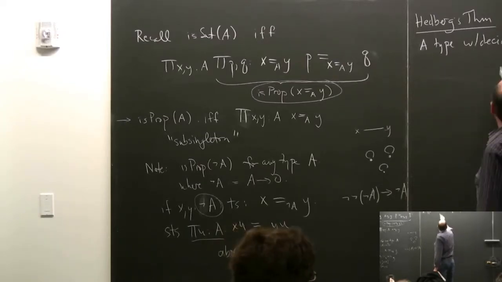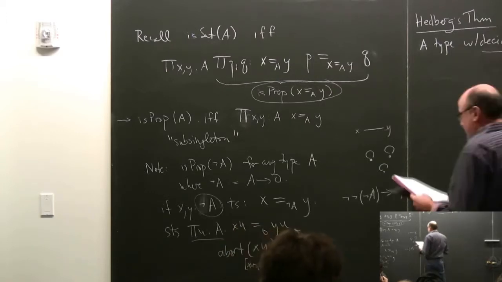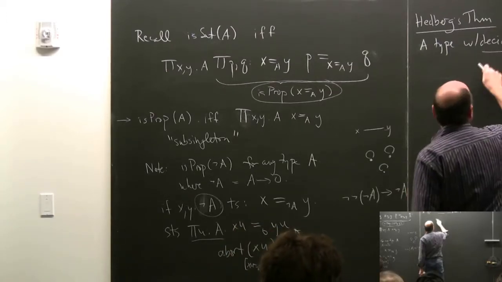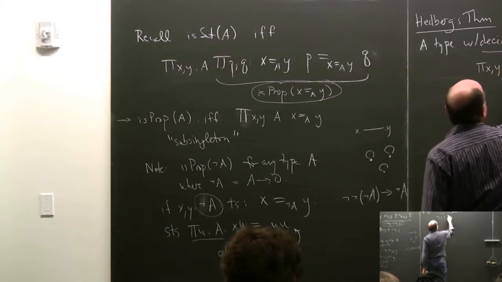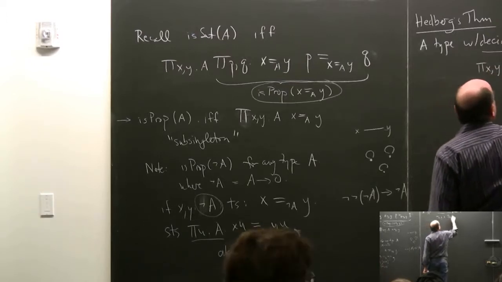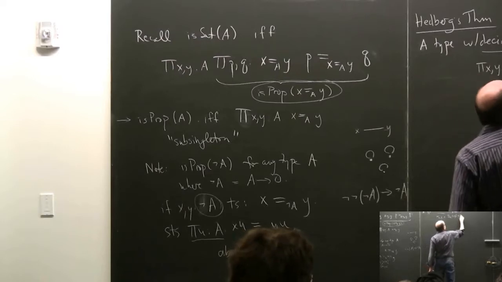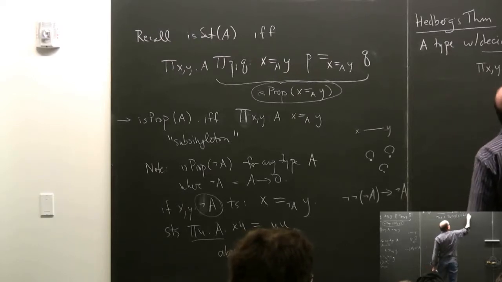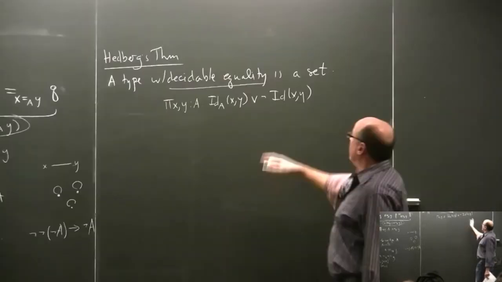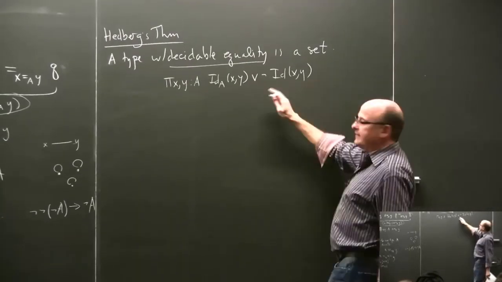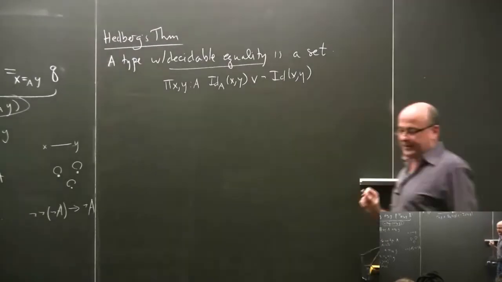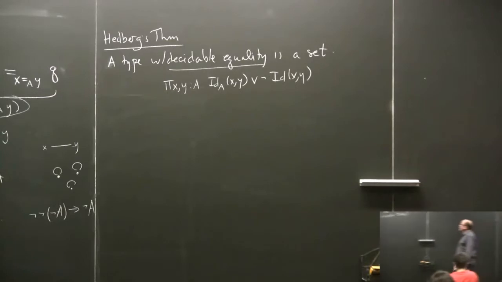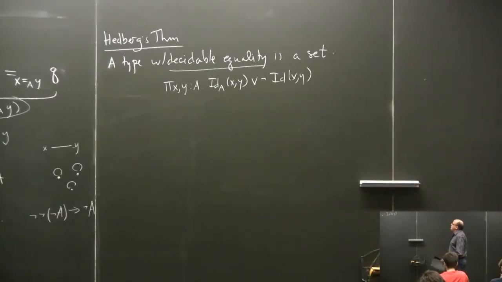Okay, so remember, what does decidable equality mean? By definition, it says that for every x and y in A, either x is equal to y or it's not. If you want to write that in type notation, you can write it however you'd like. So either two elements are equal or they're not.